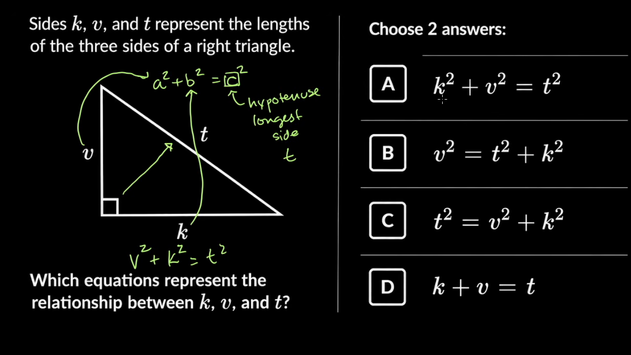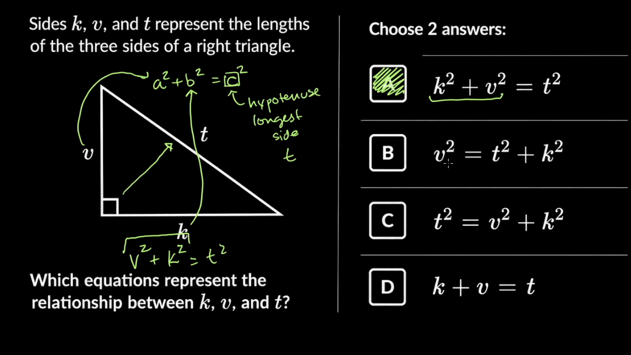This one says K squared plus V squared is equal to T squared. Well, what we have here on the left is equivalent to what we have here. It doesn't matter if we take V squared plus K squared or K squared plus V squared. Addition you can do in either order. It's going to be the same thing. So I like this choice.